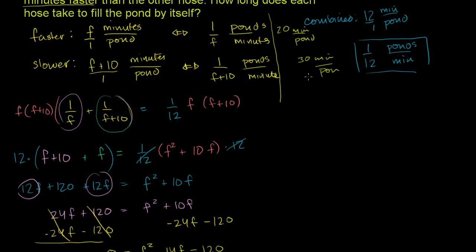If they were to do it together, it would take 12 minutes, which is a little bit more than half. If you had two faster hoses, it would take 10 minutes. But this one is a little bit slower, so it's taking a little bit more than 10 minutes. So it makes sense. It takes 12 minutes when they're working together.